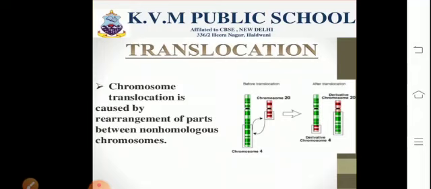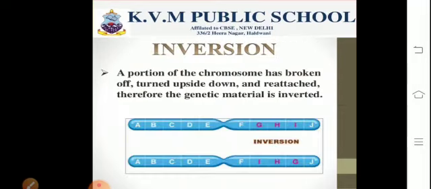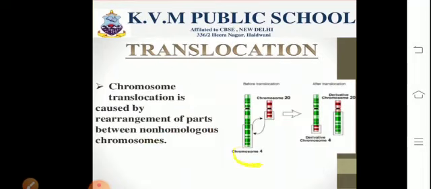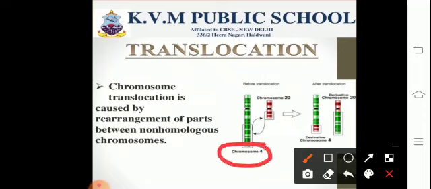Translocation is a type of chromosomal mutation caused by rearrangement of parts between non-homologous chromosomes. As can be seen, the part of chromosome number 4 has the addition of a derivative of chromosome number 20. It can be seen that a derivative of the non-homologous chromosome has been added, resulting in the formation of a faulty protein.